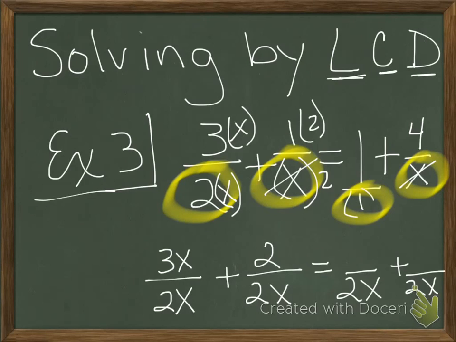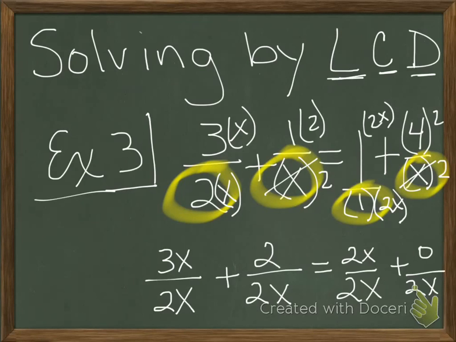For the 1, I have to multiply by 2 and x, because it doesn't have either of those. So I have to multiply the numerator by 2 and x, which makes it be 2x. And for 4 over x, I have to multiply the x by 2, so I multiply the numerator by 2, which makes it be 8. So now I have 3x over 2x plus 2 over 2x equals 2x over 2x plus 8 over 2x.